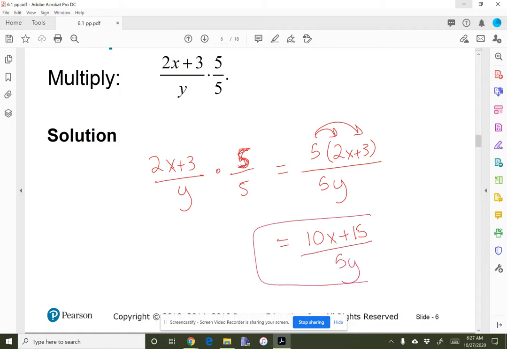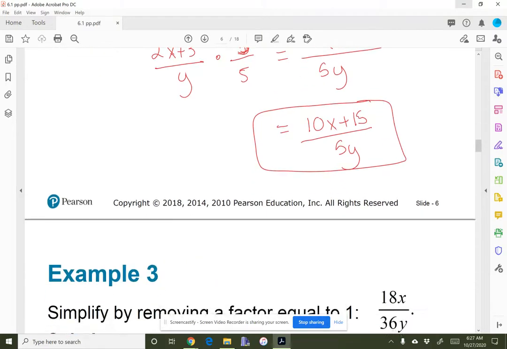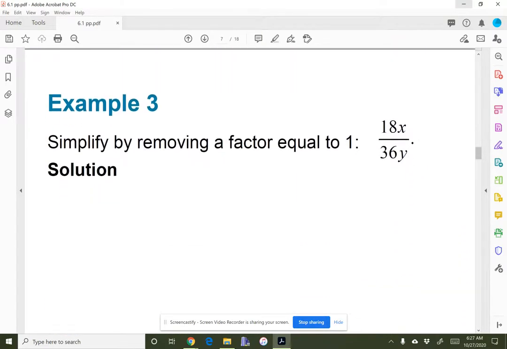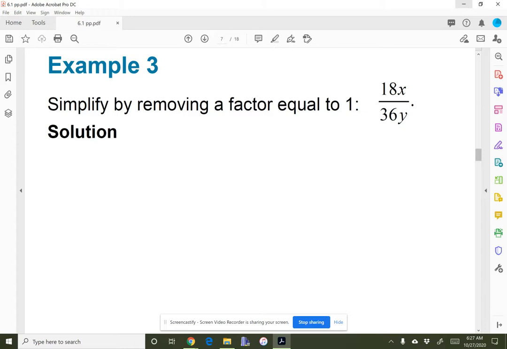If they were simply asking you to multiply, normally they'll say multiply and simplify. So that's why I leave it in factored form so you can simplify. But that is the final answer for just multiplying. Here's the new example. It says simplify by removing a factor equal to 1. So you're trying to find a factor on top and on bottom that you can cancel out. So what I would suggest is writing down, knowing if you're good at your times tables, great.